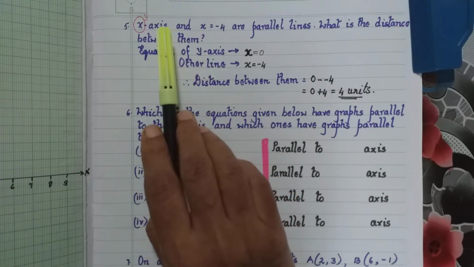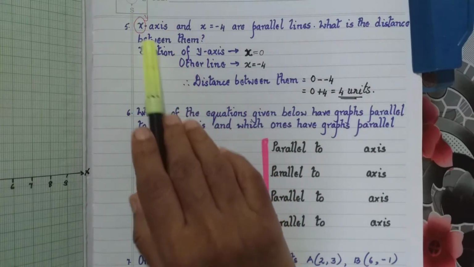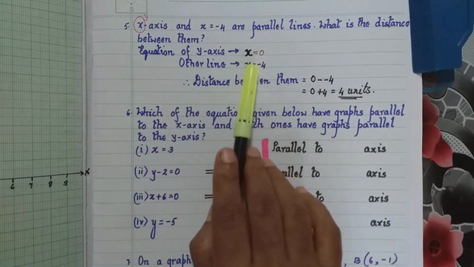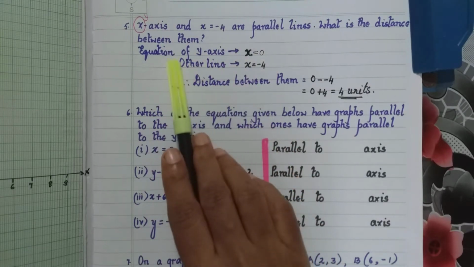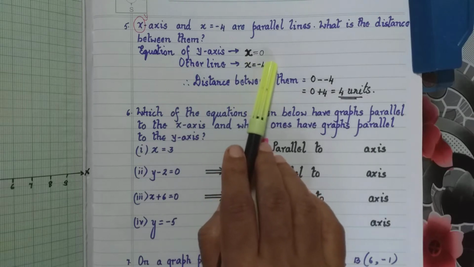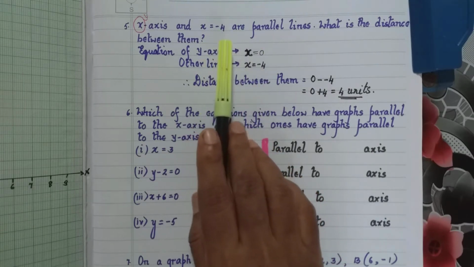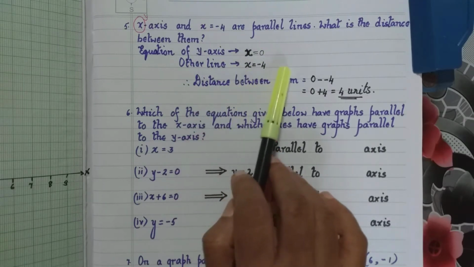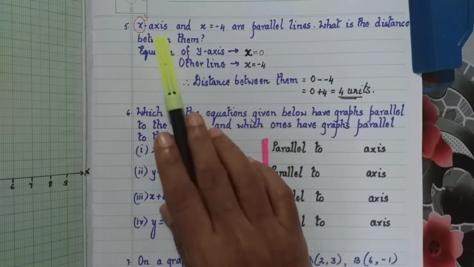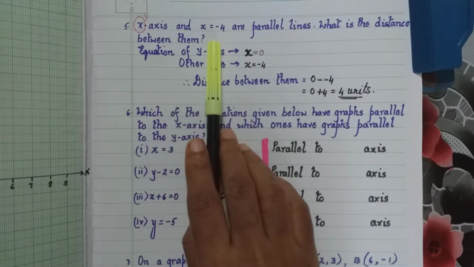Now let us write first equation of the y-axis. We said it is x equal to 0, so that is written. Equation of the y-axis. Which is the other line? The other line is x is equal to minus 4. Now, how will we find the distance between these two lines?